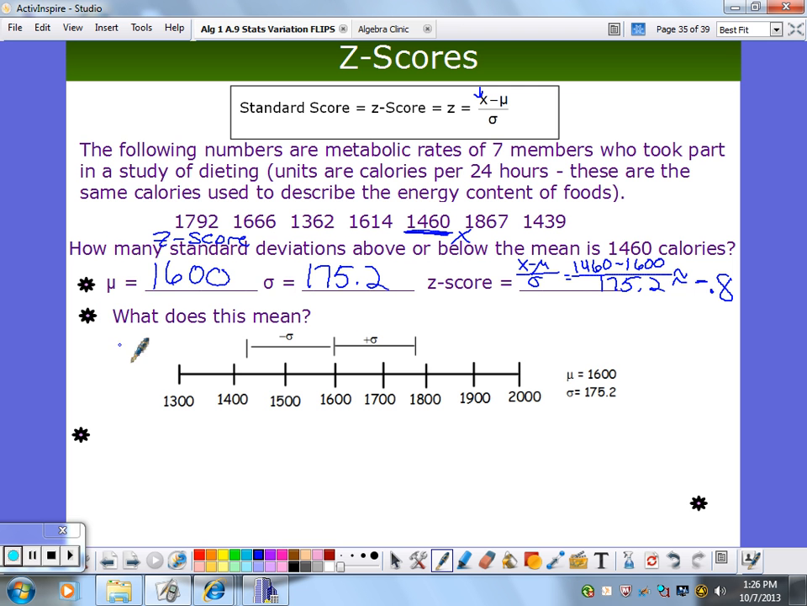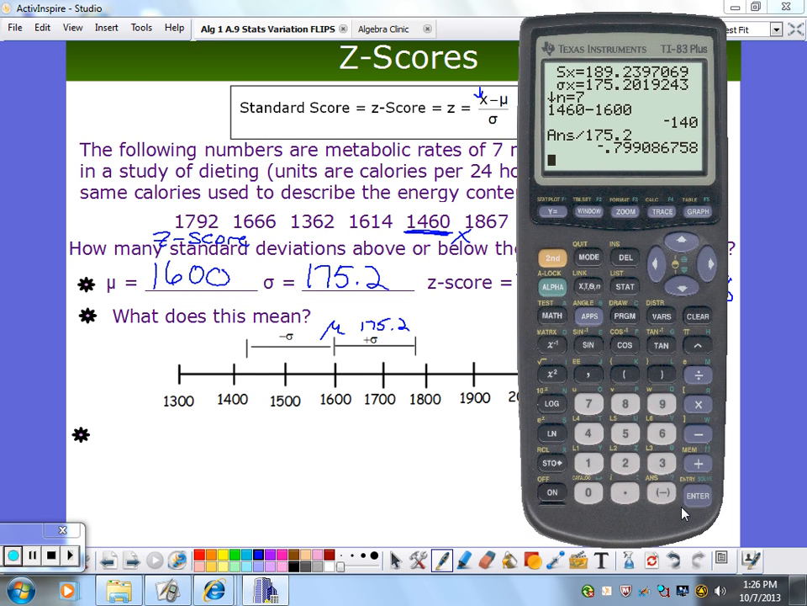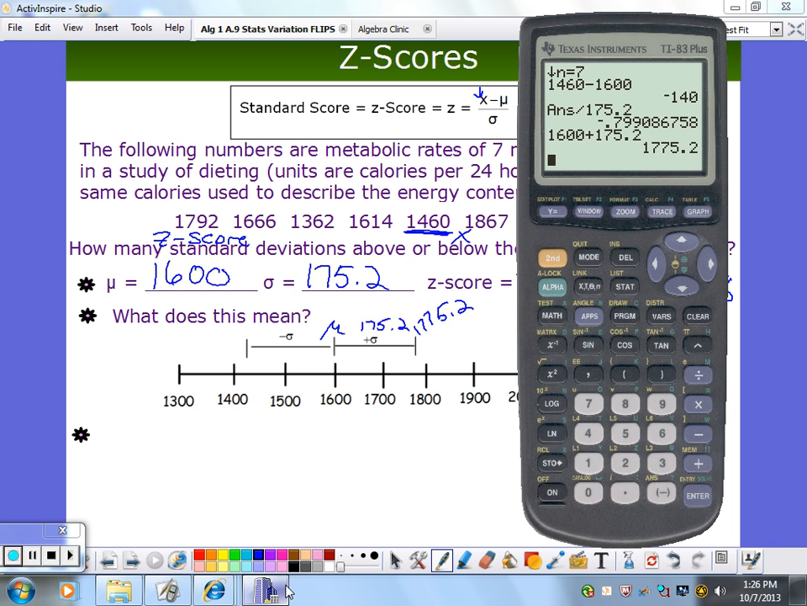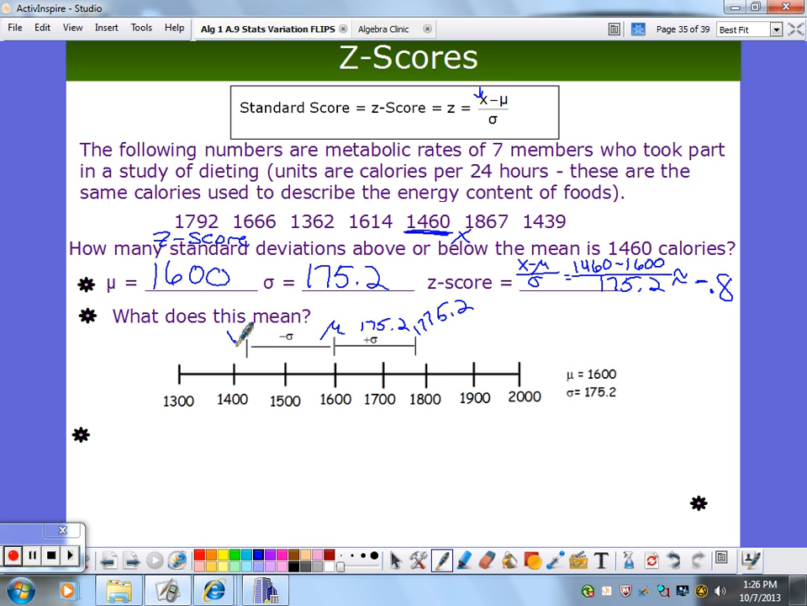And let's look at a picture again. Let's look at this number line. So here's my mean of 1600. If you add 175.2, one standard deviation above, I'm at 1775.2. And how do I find where I am one standard deviation below? Subtract it. So we're using bigger numbers than we were using before, not 2 or 6, but they mean the same thing.